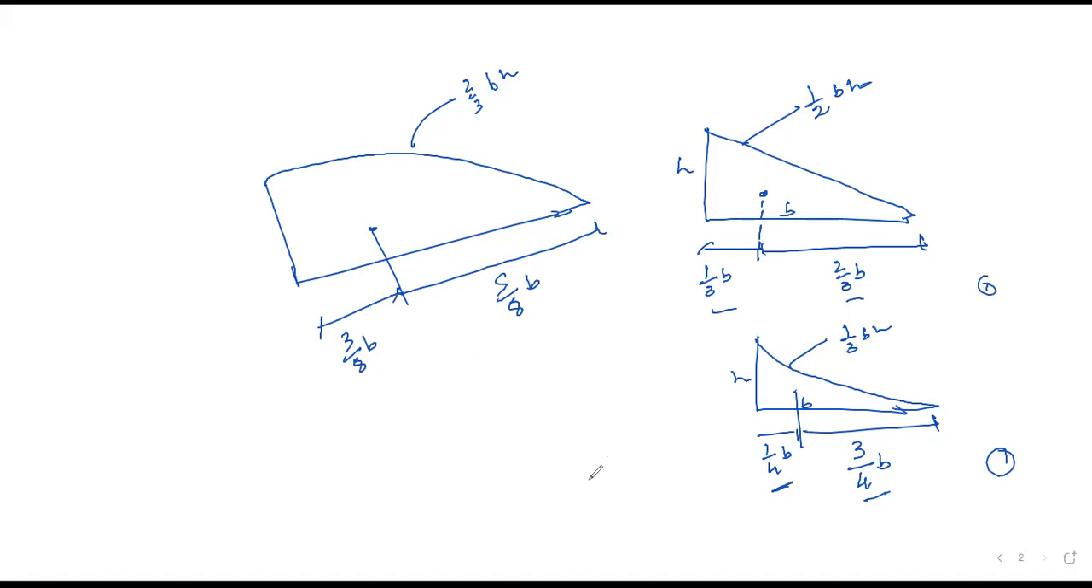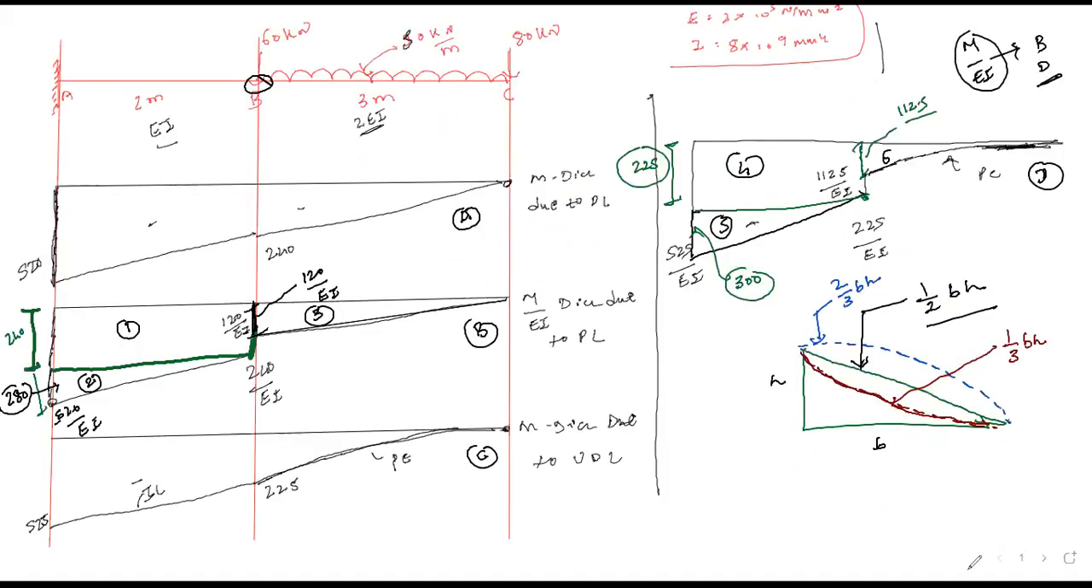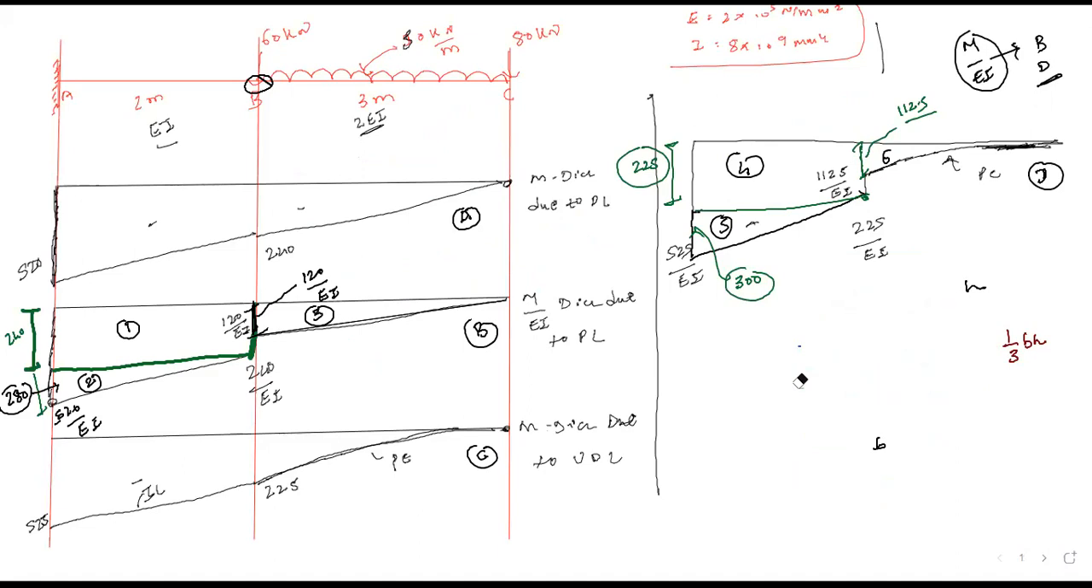Okay, fine. So let me shift to our example. Let's apply all the concepts. First of all, we will calculate the slope at point B. To calculate slope at point B, we will consider theta B minus theta C.